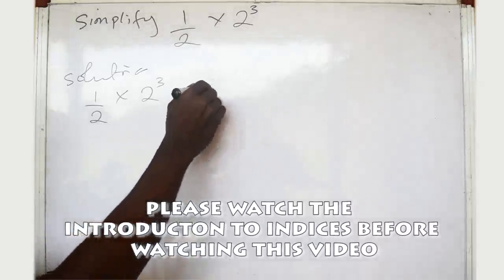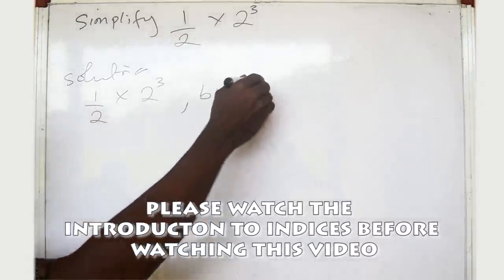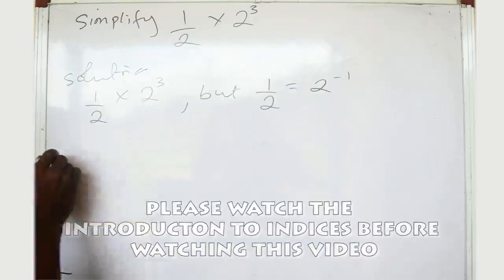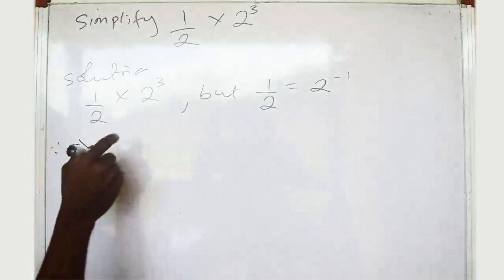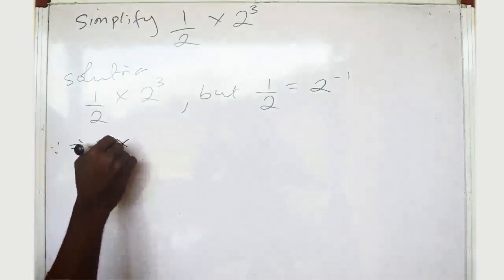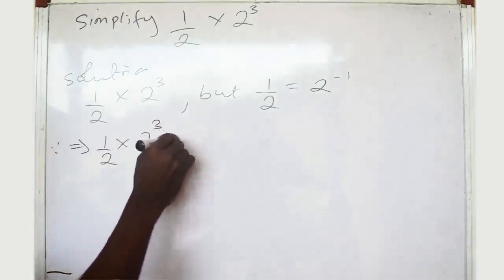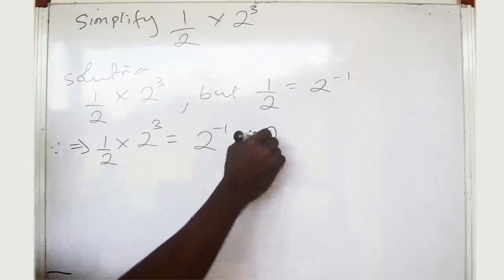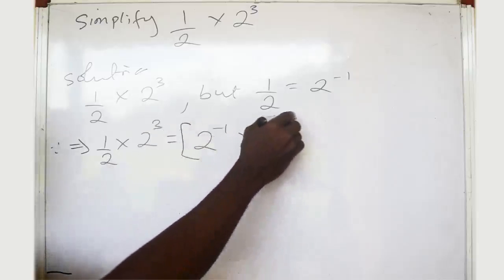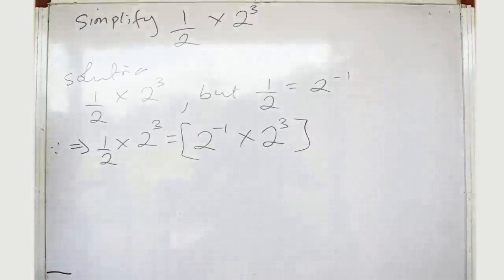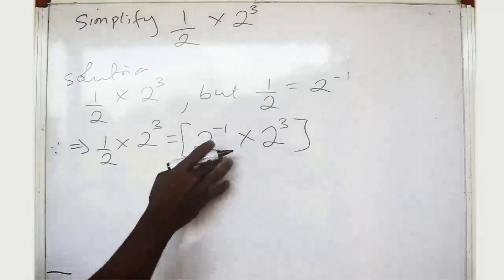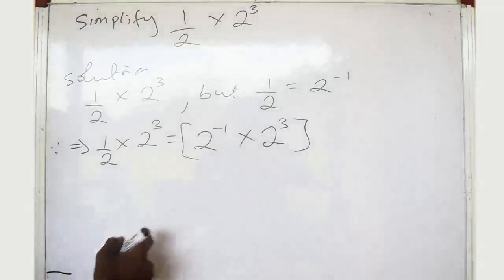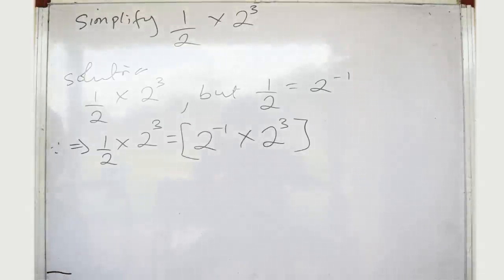First, we need to remember what the law of reciprocal says. 1 over 2 is the same as 2 raised to power minus 1. Therefore, 1 over 2 multiplied by 2 raised to power 3 becomes 2 raised to power minus 1, which is the same thing as this, times 2 raised to power 3. Our interest is these 2s now. We are now applying many laws for a particular question.